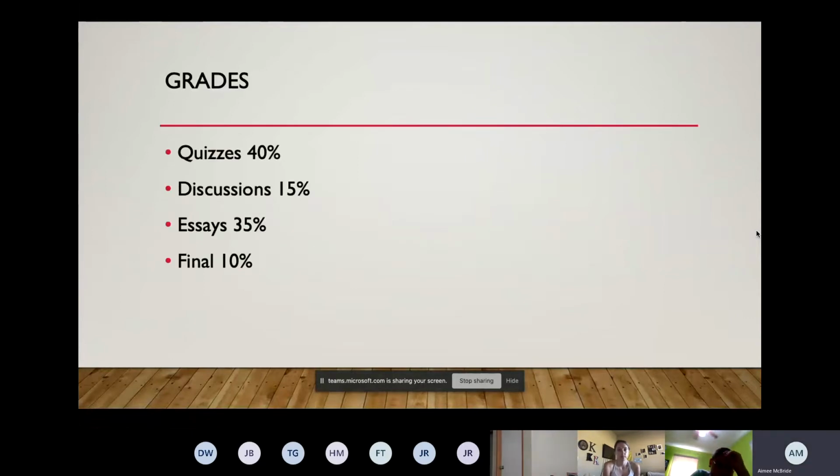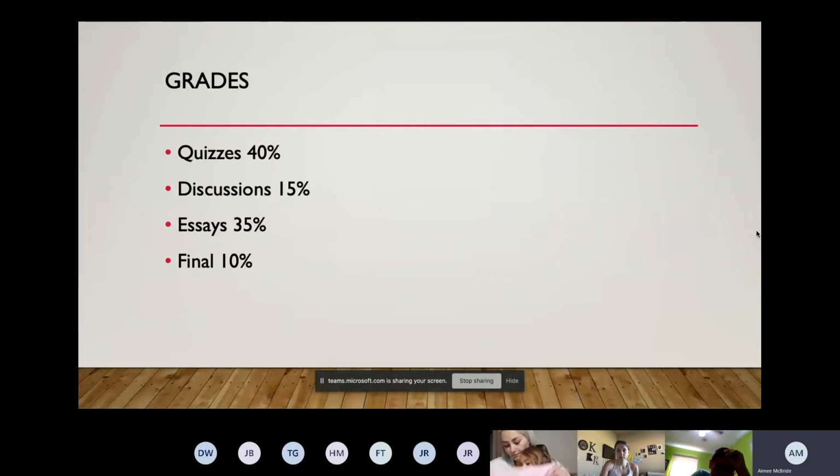How things are weighted in this class. You do have quizzes, quite a few of them towards the beginning. Quizzes are weighted at 40%. Once again, the quiz questions come from both the lectures and the reading. They're really short quizzes. They're only 10 questions. 5 questions are multiple choice, and 5 questions are short essays.